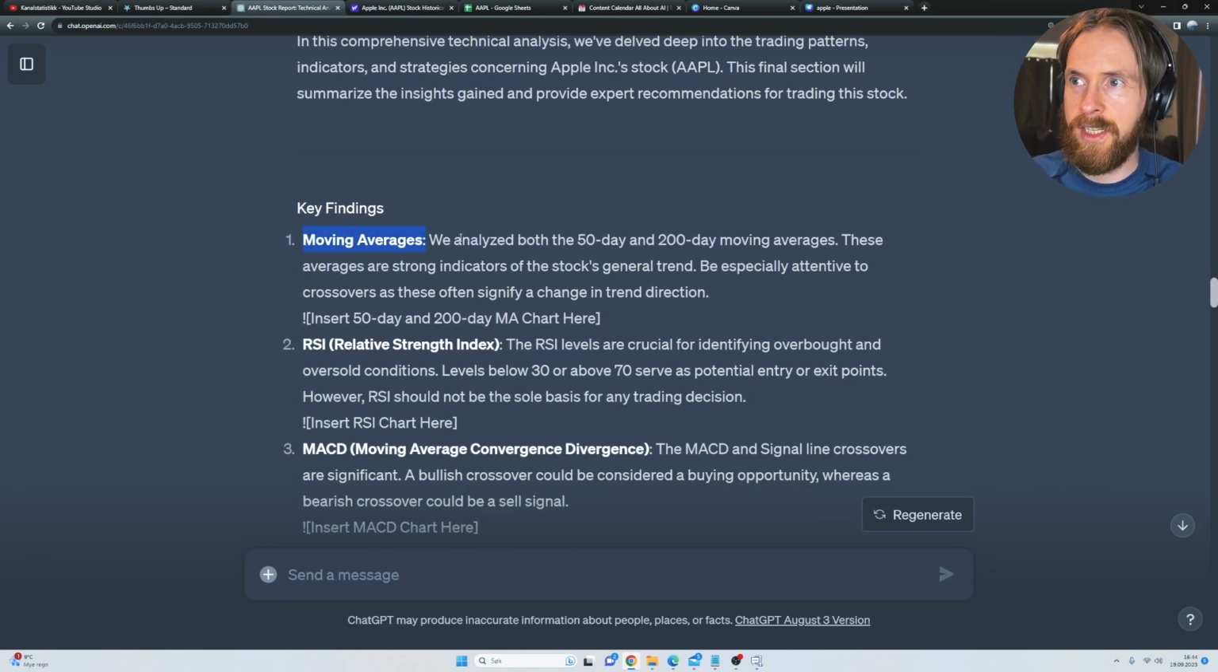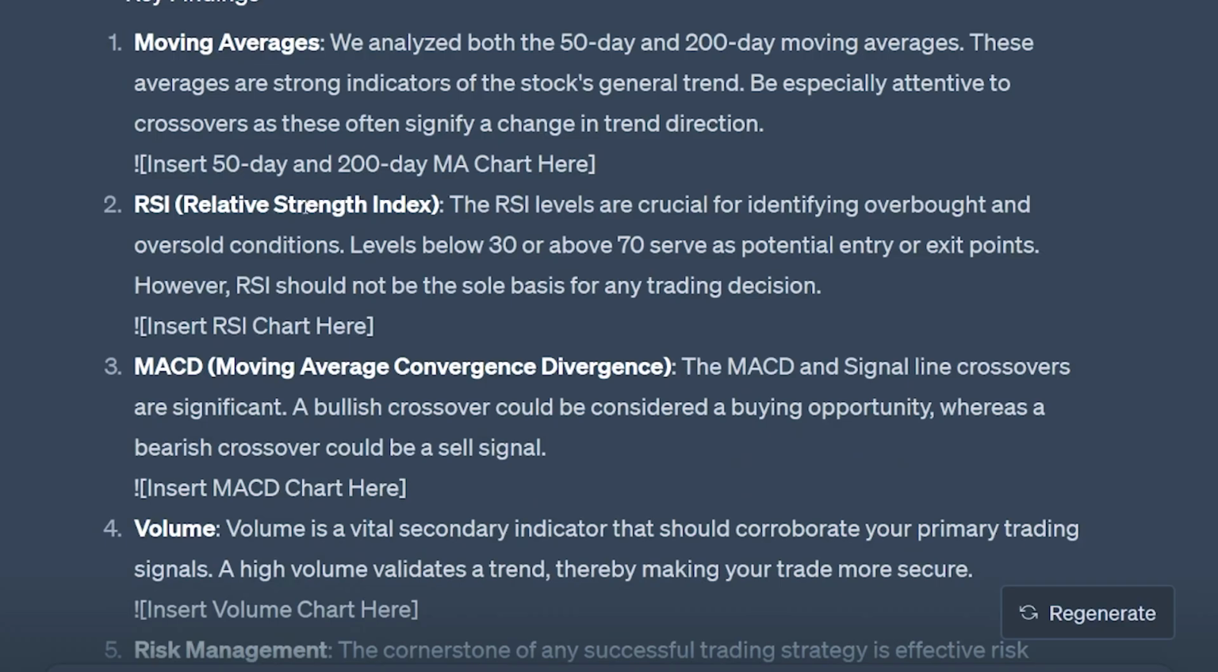We have moving averages. We analyzed both the 50-day and 200-day moving averages. These are strong indicators of the stock's general trend. Be especially attentive to crossovers, as these often signify a change in trend direction. We have the RSI, which is crucial for identifying overbought and oversold conditions. Levels below 30 and above 70 serve as potential entry or exit points.